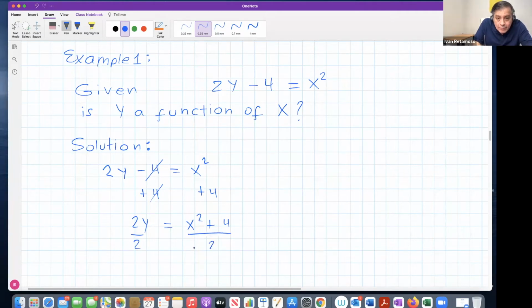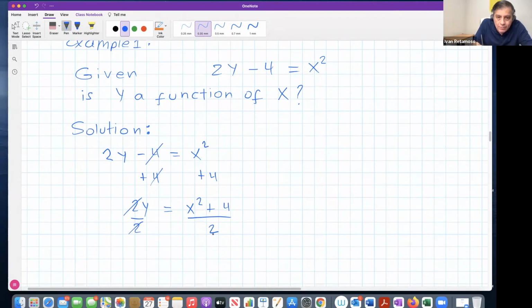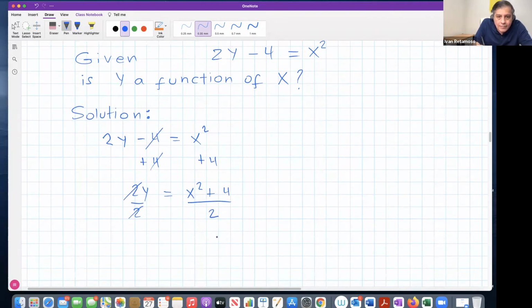Professor, why by 2? Because the coefficient is 2, right? Trying to get rid of this one. If it's a 3, you have to divide both sides by 3, right? But this was a 2, so divide both sides by 2. And finally, you will get this. Let's distribute the division, so we get x squared over 2 plus 2 into 4, which is just 2, right?